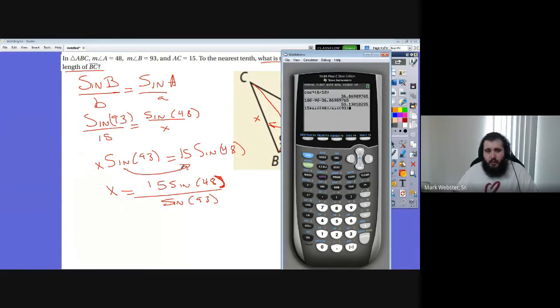So you see here now I've got 15 times the sine of 48. And I'm going to take 15 times the sine of 48, and I'm going to divide that by the sine of 93. All right? And that's what I end up with, 11.16247016.